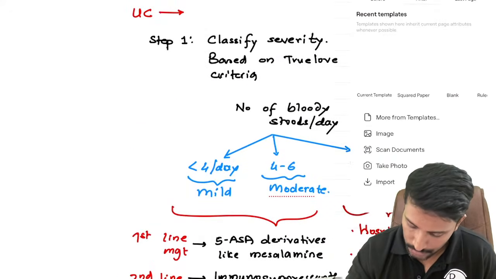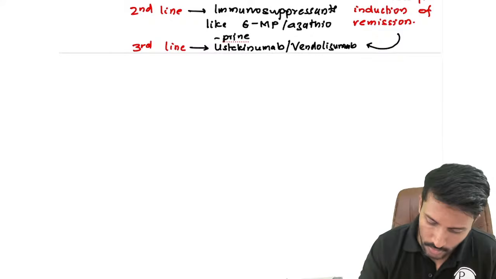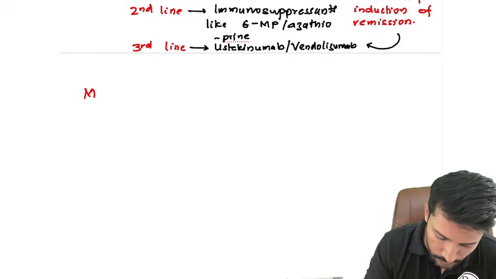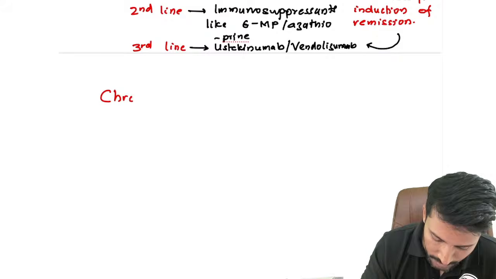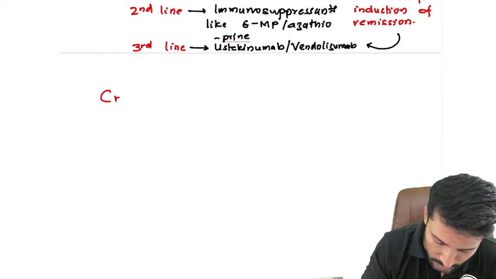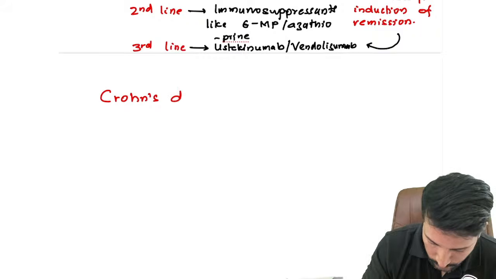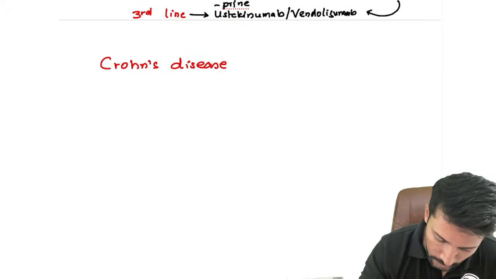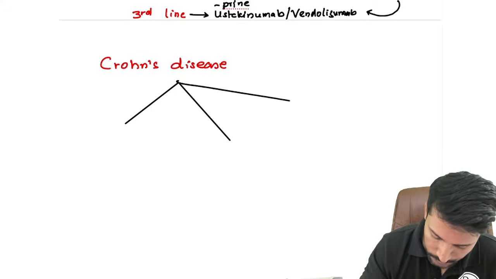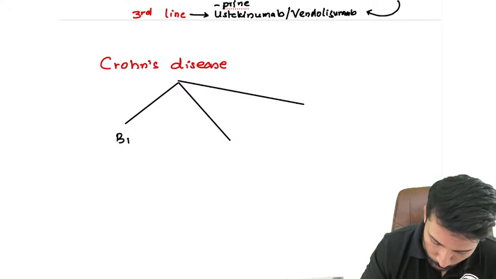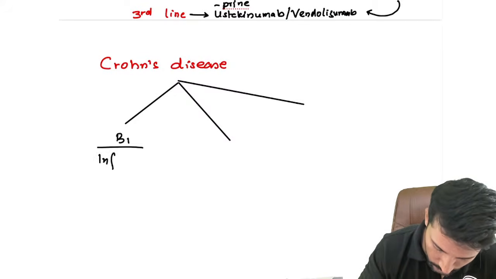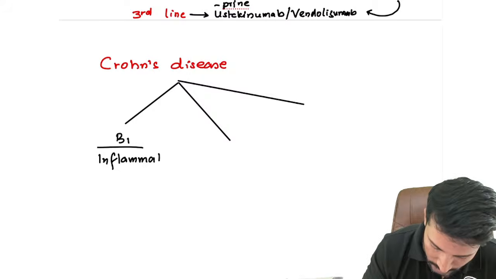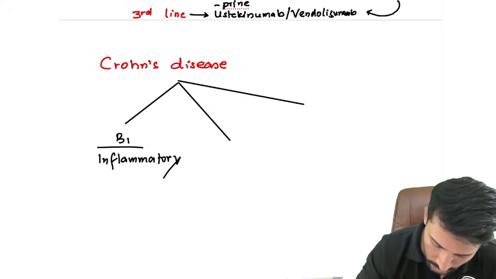Now, how will I manage Crohn's disease? For Crohn's disease, I have to see whether it is only inflammatory disease or whether it is fistulizing disease or whether it is stricturing. We will classify them into 3 groups. One, we will call it as B1, which is just inflammatory disease. Only inflammation is there.